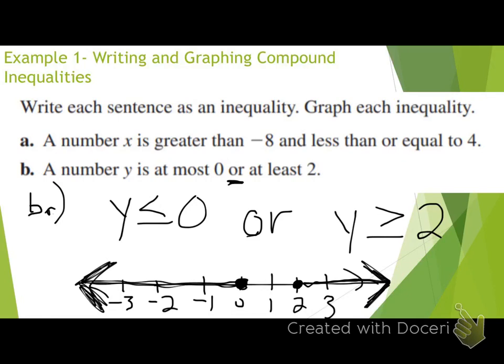Is 1 a solution? No. 1 does not meet either inequality, does it? 1 is not less than or equal to 0. It's also not greater than or equal to 2. We also see that because it's not in our shaded region. We okay with that? Questions on example 1, A or B?